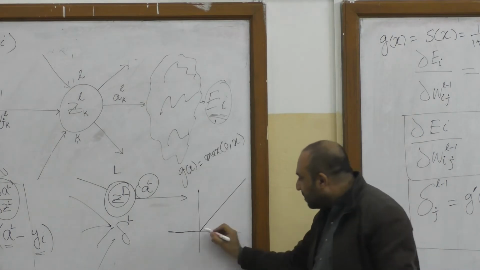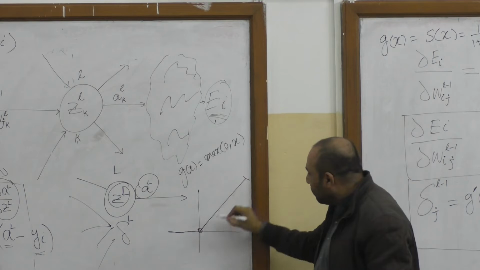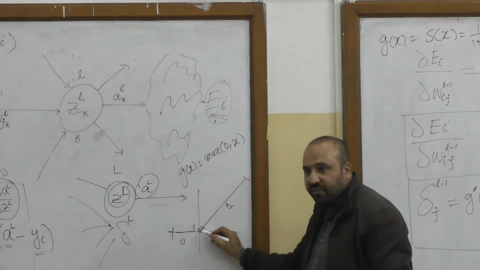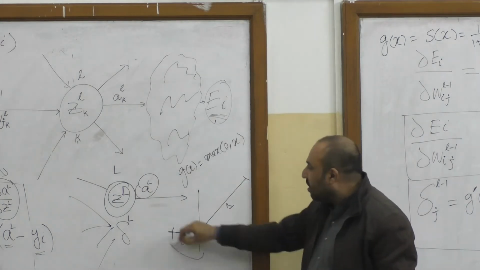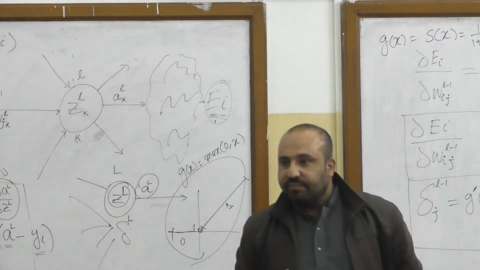Clear? It is not differentiable at 0. The derivative in this area is 1. The derivative in this area is 0. It is not differentiable here. It is not bounded. It can give anything. But it turns out to have very good properties and is very fast. You'll see that.